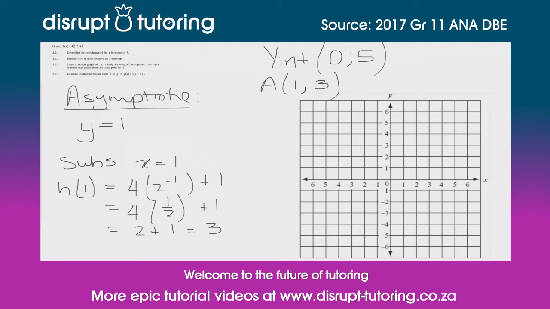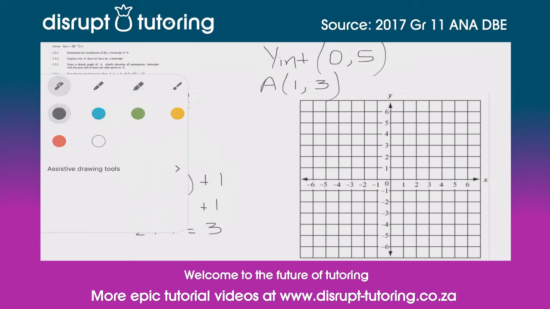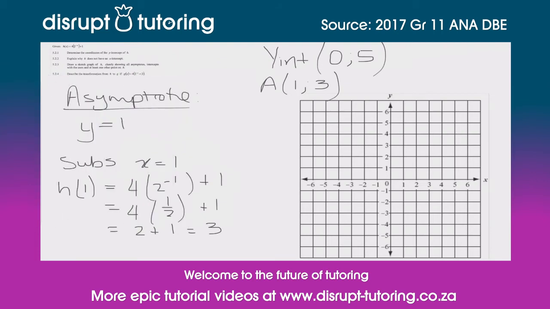Now we've got enough information to draw the curve. I'm going to change my pen color so that you can see it clearly. So the first thing I'm going to do is draw in my asymptote, which is going to sit on the line y equals 1. Okay, and I'm going to mark that down. That is the line y equals 1. Perfect. Then we need to mark in our point.